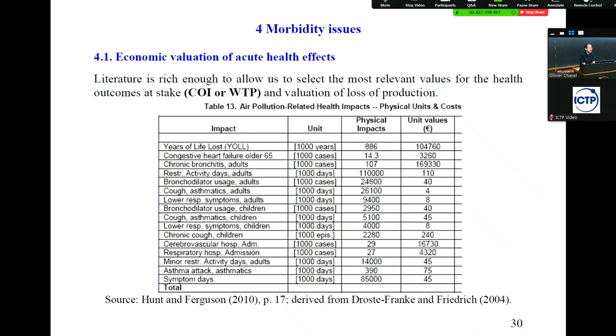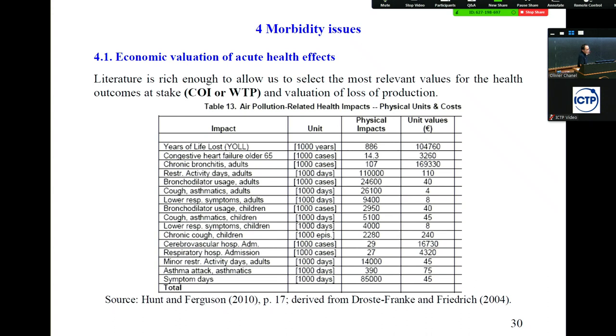Then moving to morbidity issues, it's going to be a little bit faster. The first way to proceed for acute health effects is to observe in the literature what are the values, either corresponding to cost of illness, that is the prices and tariffs observed, or based on willingness to pay studies that have been conducted, in which you ask people how much would you be willing to pay to avoid being asthmatic over your whole life, and people try to give a value, and that would be the value used to avoid being asthmatic. And so here, there are two examples I provide. You have here the values used.